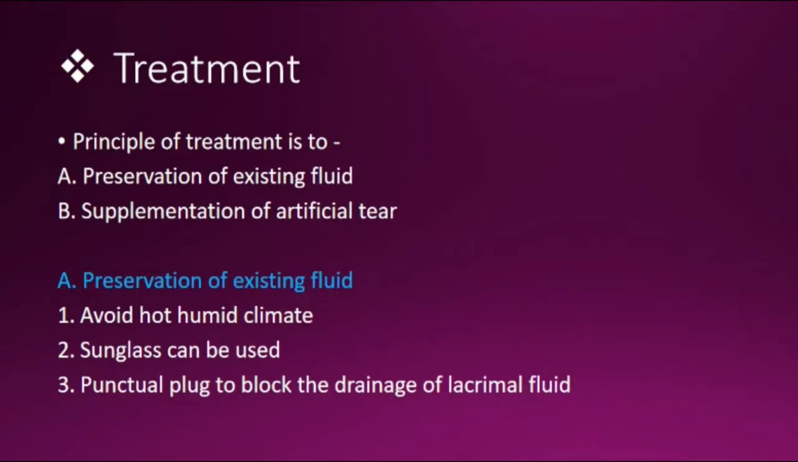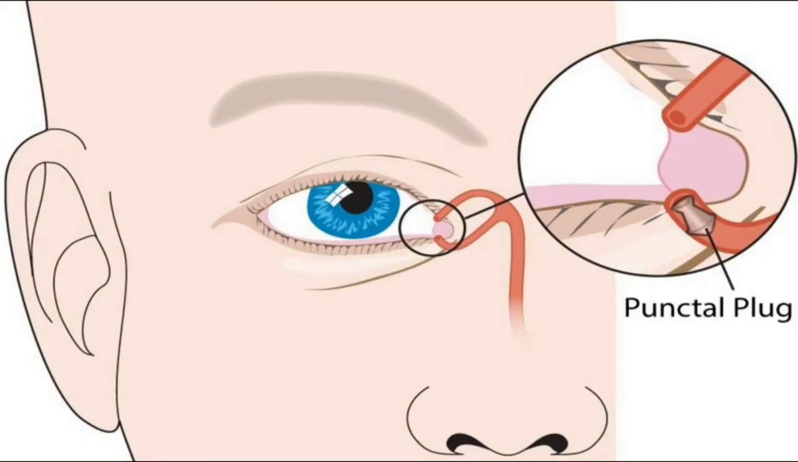The principle of treatment is preservation of existing fluid and supplementation with artificial tears. Preservation of existing fluid: the patient should avoid hot, humid climate. Sunglasses can be used. A punctal plug can be used to block the drainage of lacrimal fluid. A punctal plug is used to increase the eye tear film and also surface moisture.